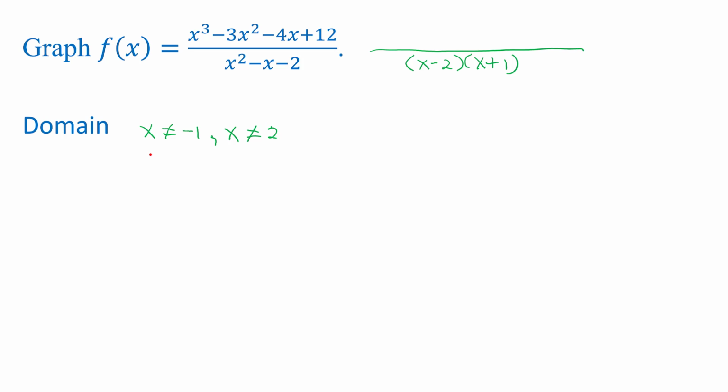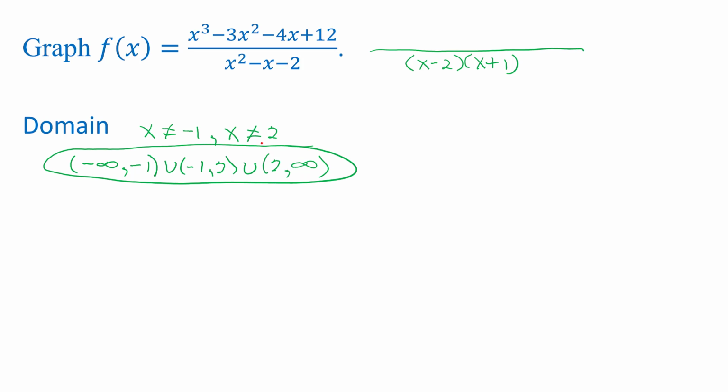And so what have we got going on here? Well, our domain would be negative infinity to -1, union -1 to 2, union 2 to infinity. Okay, this is our domain. Before going on, let's look for holes. So to find holes, I'm going to factor x cubed minus 3x squared minus 4x plus 12. I'll use factoring by grouping here.